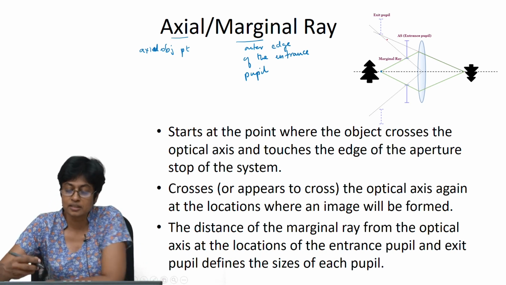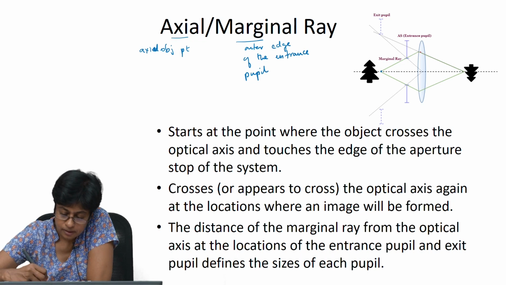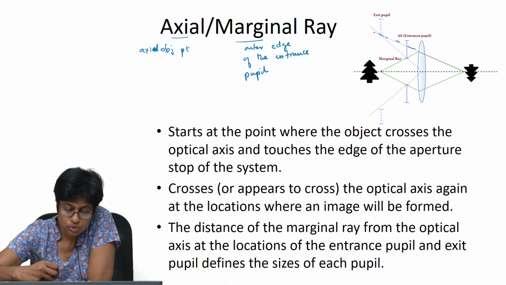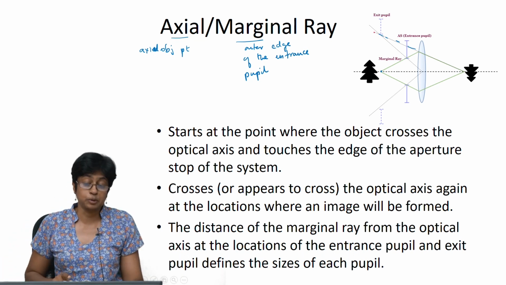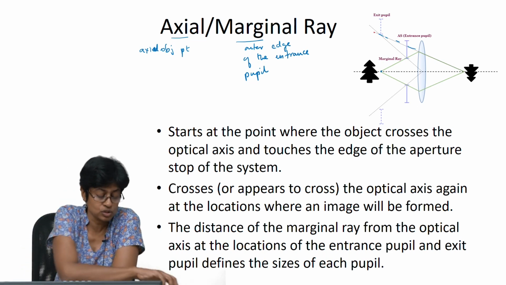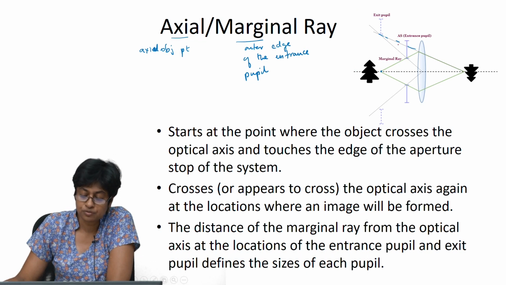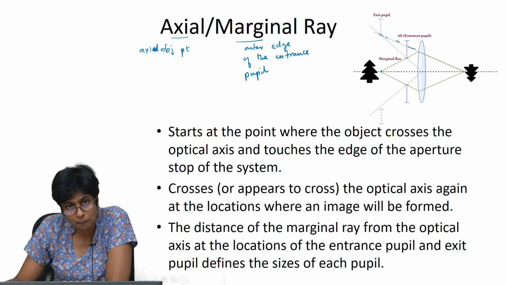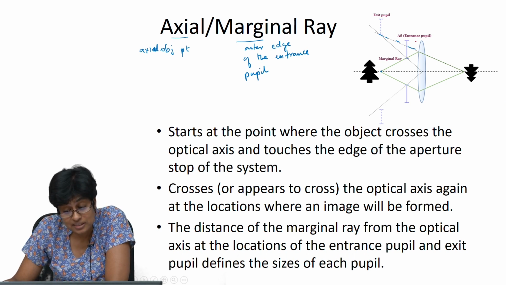Okay, it crosses the axis, and if I were to trace this ray back, as if it hadn't bent, you would see that it goes through the edge of the exit pupil. How did we calculate the exit pupil? Well, the exit pupil is the image of the aperture stop. So, it's the image of this element as seen by all the optics after it. There is one lens after it.